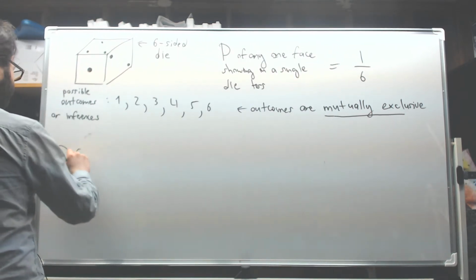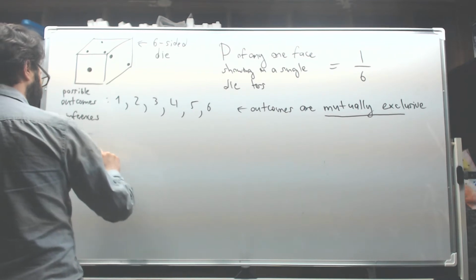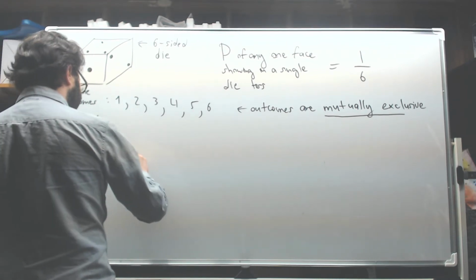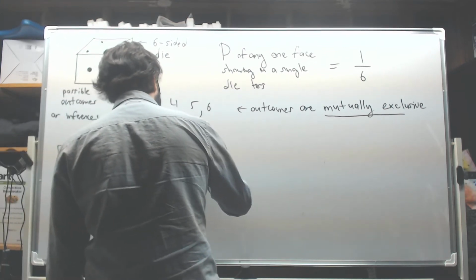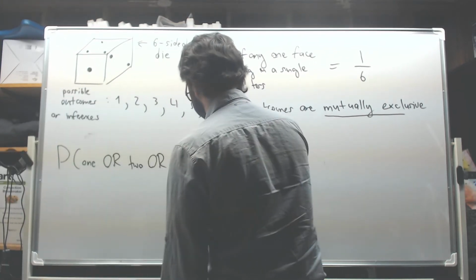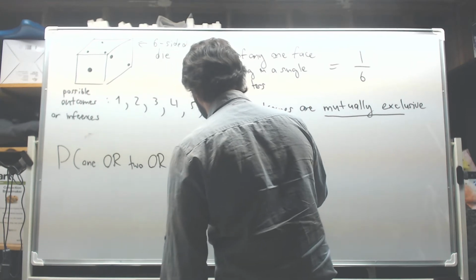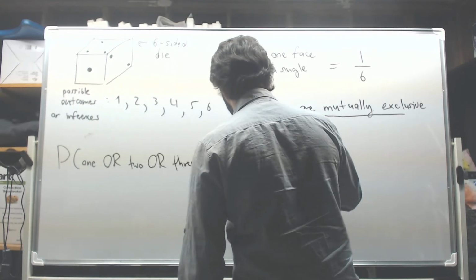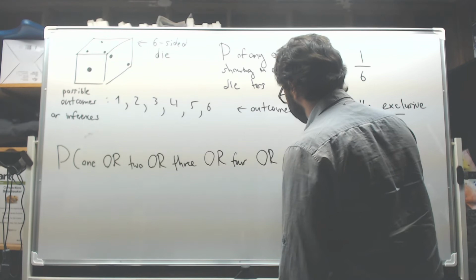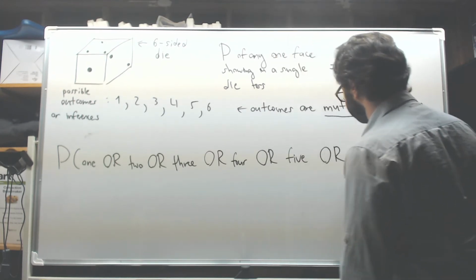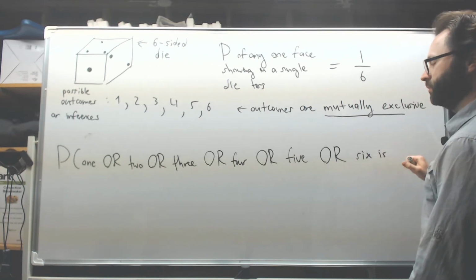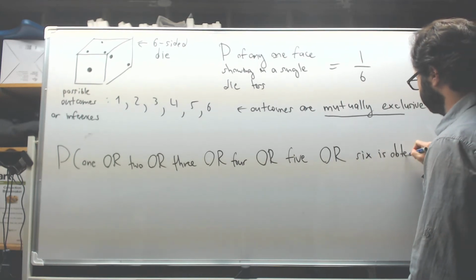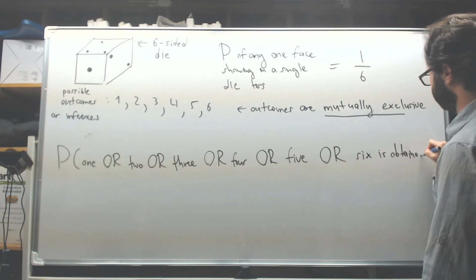Probability that 1 or 2 or 3, I'm going to keep doing this, or 4 or 5 or 6 is obtained.